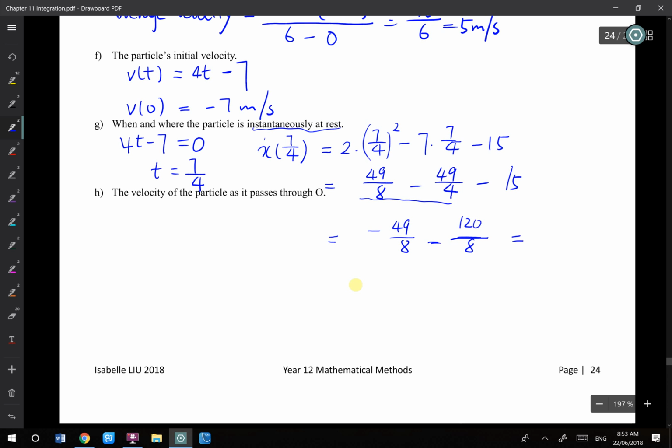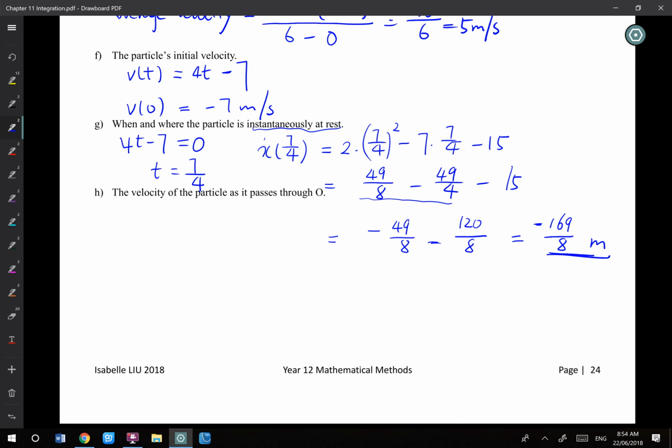And this gives me negative 169 over 8 meters. Forty-nine over 16 times 2 is 49 over 8, and then minus that. Half of that, so minus 49 over 8, and then minus 15 is minus 120 over 8. That's correct. So that's the position when it's instantaneously at rest.